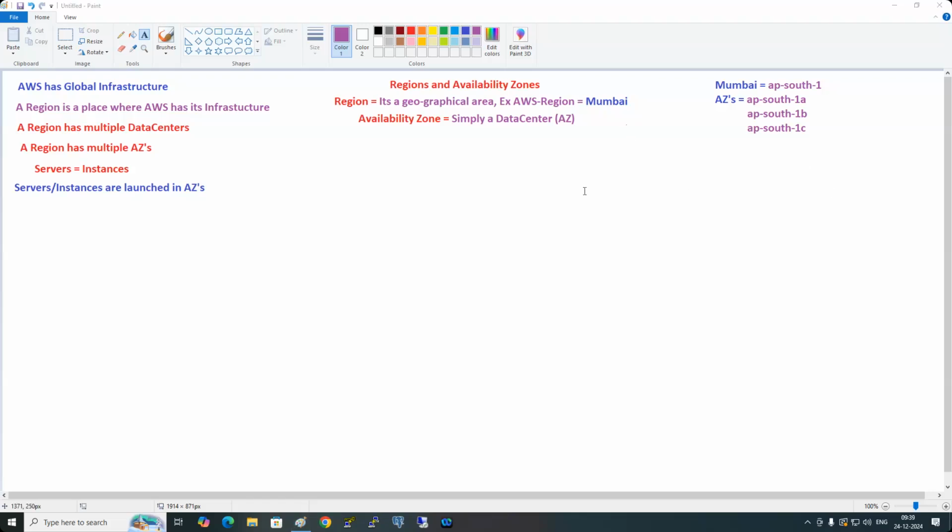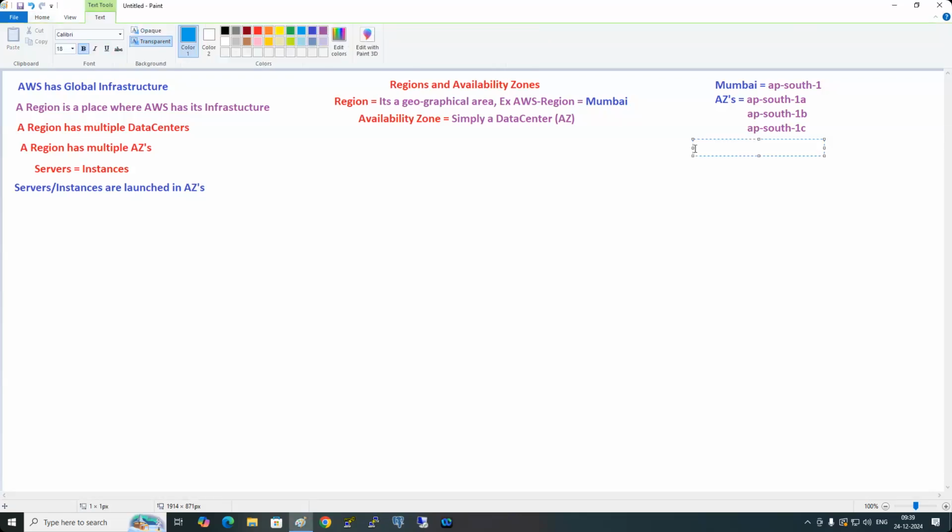Can you see it till here? Okay, one certification question for you. Regions and availability zones are managed by whom? Customers or AWS? Fantastic. You have answered one certification question. Regions and availability zones are managed by AWS.